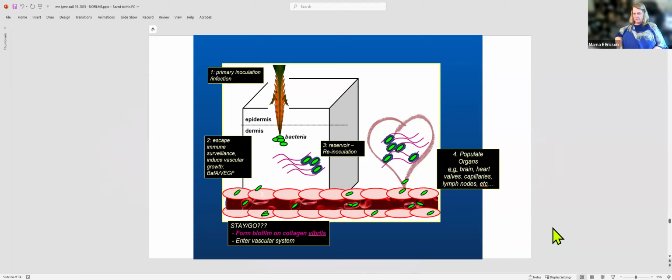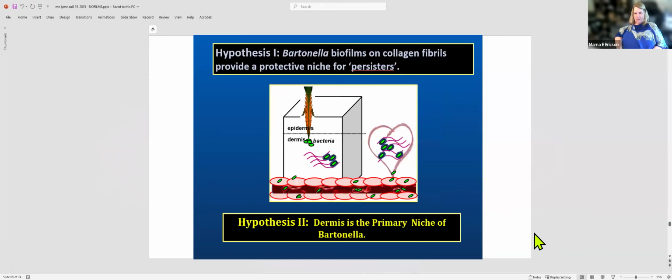It's a very prolific organism. So what are our hypotheses? What are we testing? We believe that Bartonella biofilms, especially those on the collagen fibrils, provide a little niche, a little home for the persisters. These are the bacteria that persist, and there they are. Our second hypothesis is that the dermis is really the primary niche.